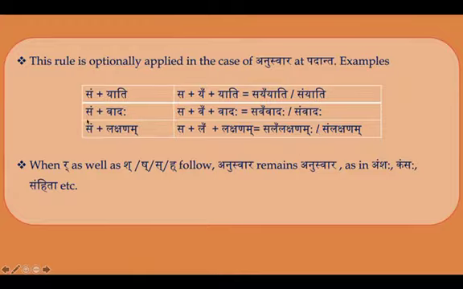And because ya, la, va are there, refa is left out in this rule. But when refa as well as shasha, sa, ha, which are our sibilants, follow, then Anuswara remains Anuswara, and we don't do anything with that. Like Amsha, Kamsa, Samhita, etc. So these are the three rules that we have to remember so far as Parasavarna Sandhi is concerned. Any doubt now in this?